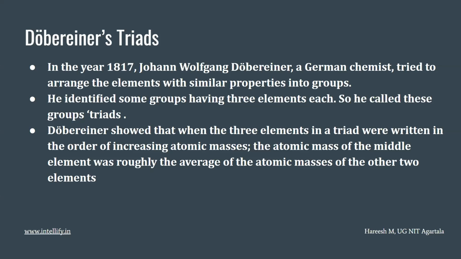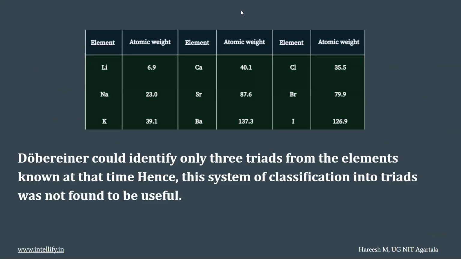Now, what exactly did he do? Let me explain it to you. Dobereiner showed that when the 3 elements in a triad, that means a group of 3, were written in the order of increasing atomic masses, the atomic mass of the middle element was roughly the average of the atomic masses of the other 2 elements. I know that it must be difficult to understand. You will understand it soon. Just wait. Now let's understand this better with this table.